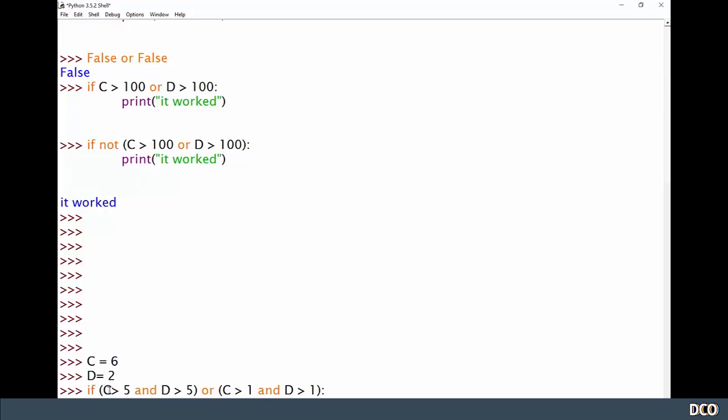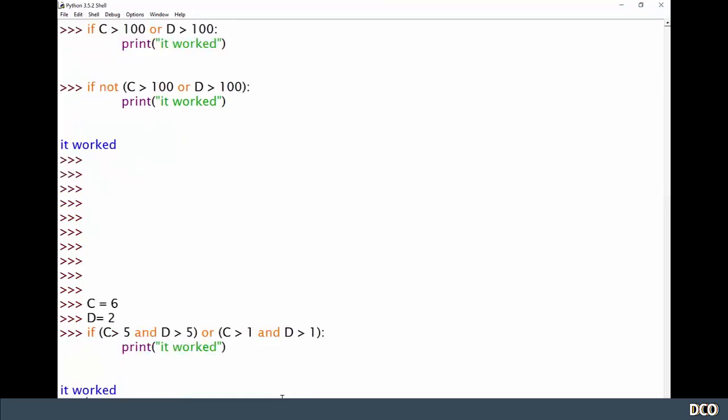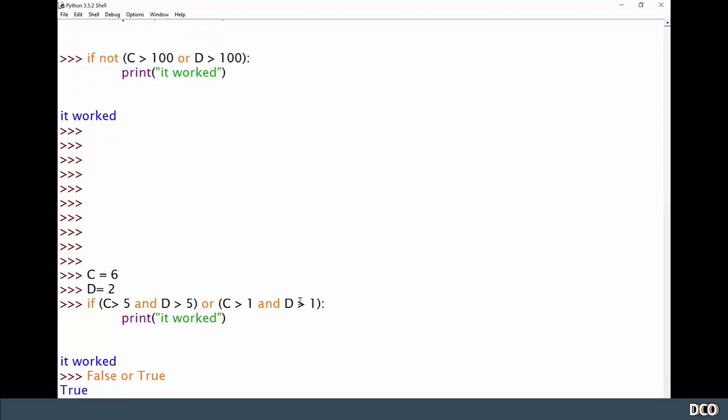Okay, so we've got this whole bracket being false, this whole bracket being true. What's false or true? That's going to be true, right? So if I press enter, it worked. Okay, so this whole bracket became false, as I showed you. This whole bracket became true. False or true gave true. The whole condition was true, which means this code was ran.